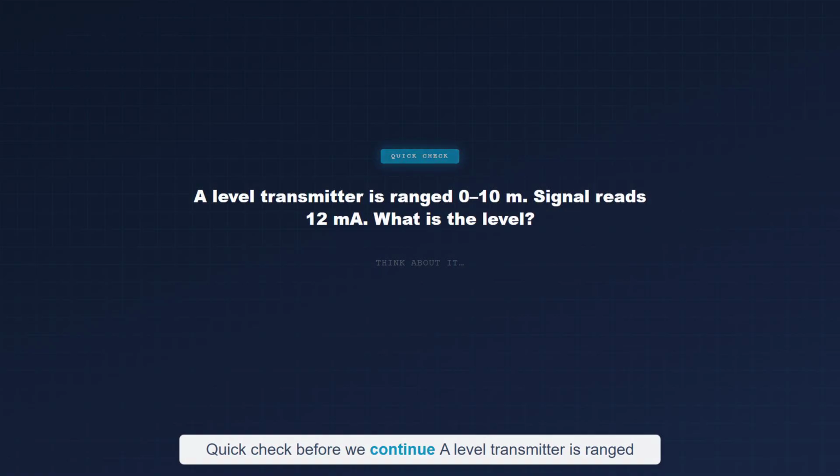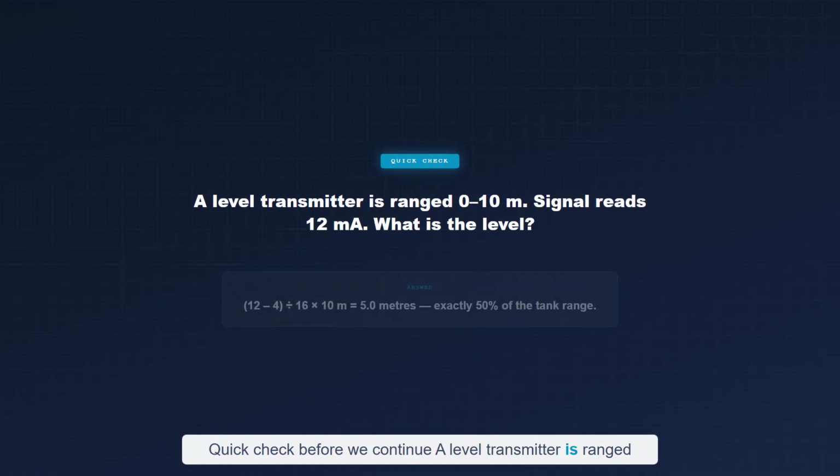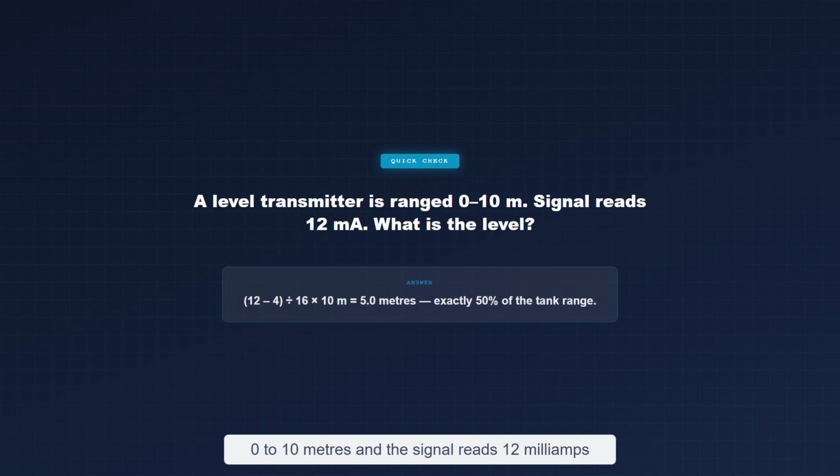Quick check before we continue. A level transmitter is range 0 to 10 meters, and the signal reads 12 milliamps. What is the actual liquid level?